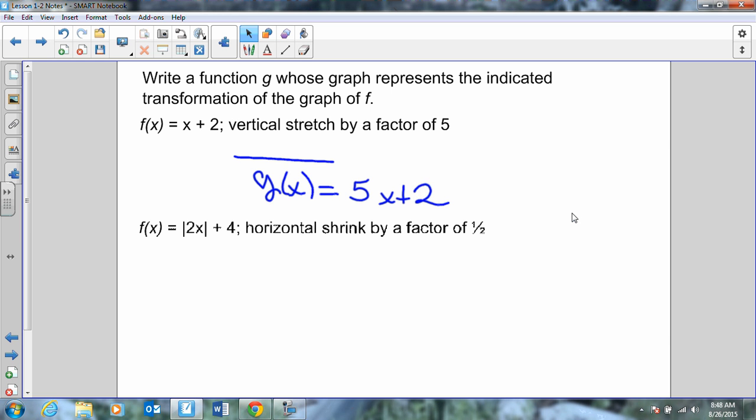Okay, so the absolute value of 2x plus 4 is our function now. And we want to shrink it horizontally by a factor of 1/2. So shrink it into the a, the h, or the k. Shrink. A. Give me an A. Okay. Here's one started.